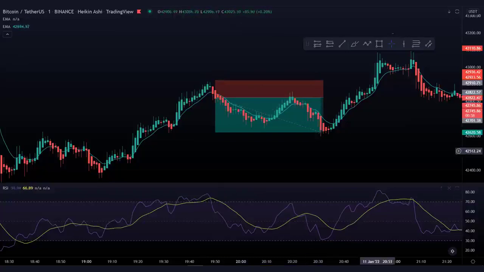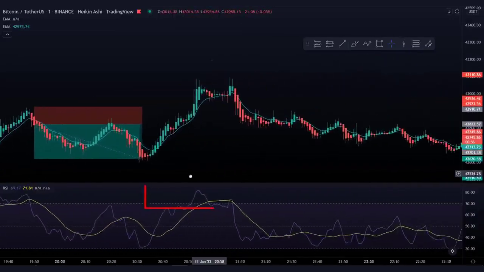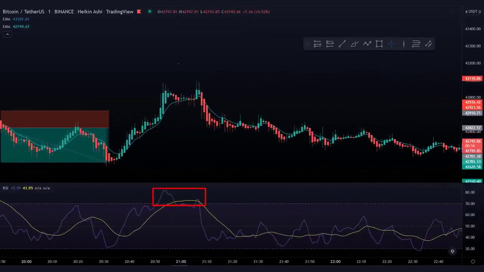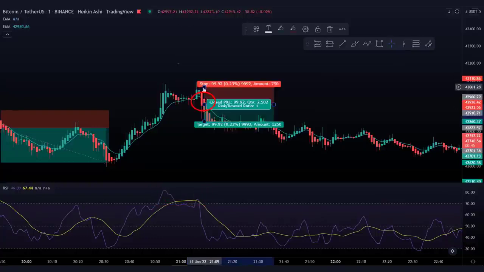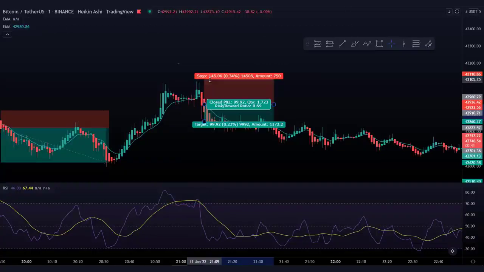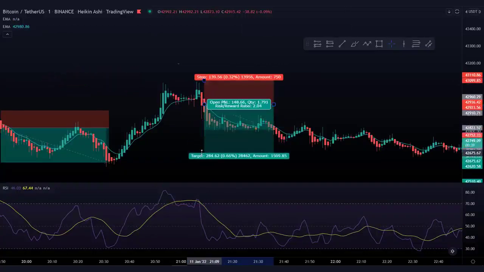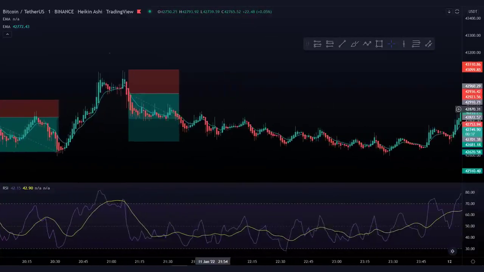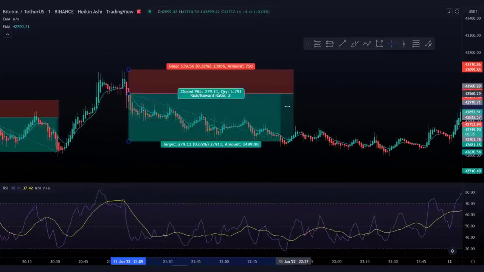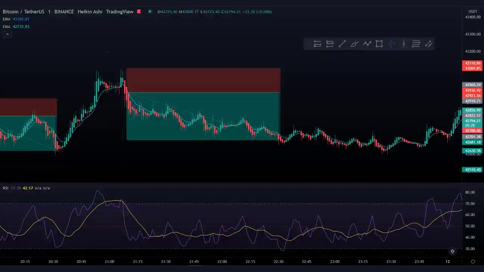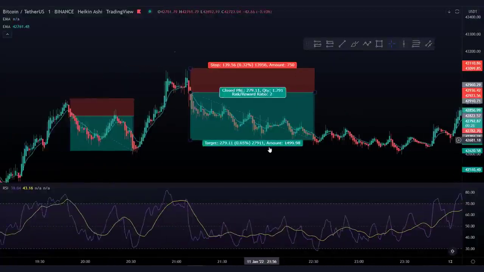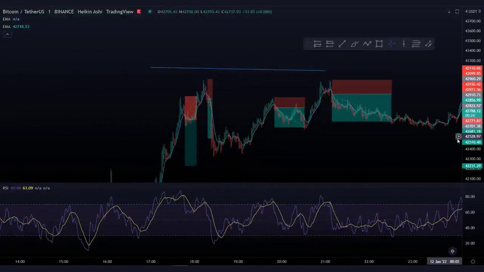If we go further to the right, we immediately see an overbought signal again. We are waiting for a red Heikin Ashi candle to close below the EMA and going for a risk-reward ratio of 2. This was another profitable position, as you can see. This continues over and over again, making this a hugely profitable strategy.